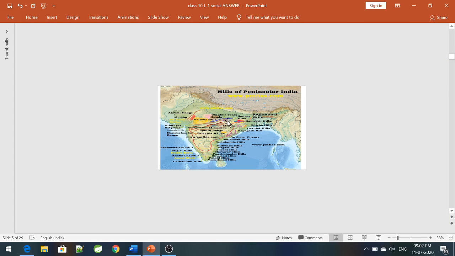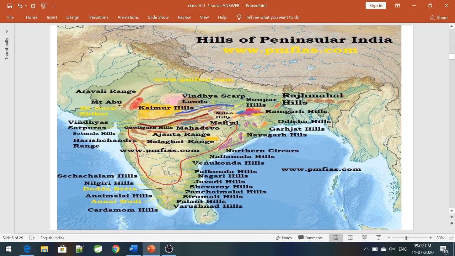See here, this is Peninsular India. Why do we call it Peninsular India? See, all these hills are located here, and thus we call it Peninsular India. From all these sides, it is covered by water.